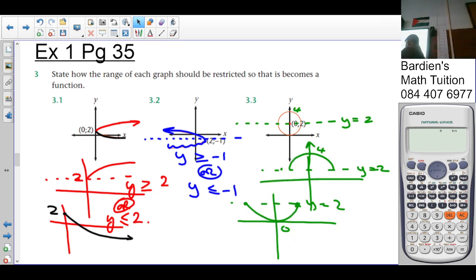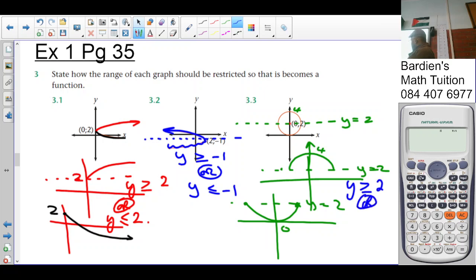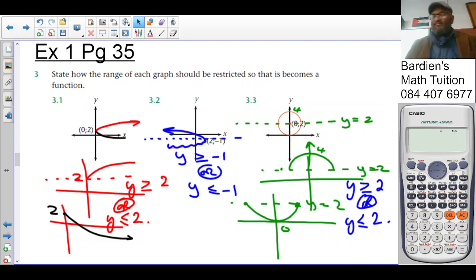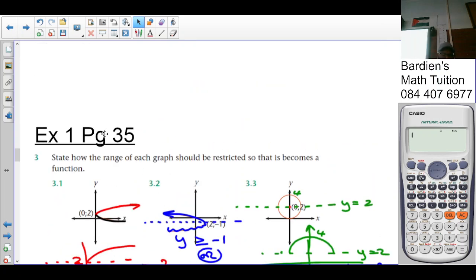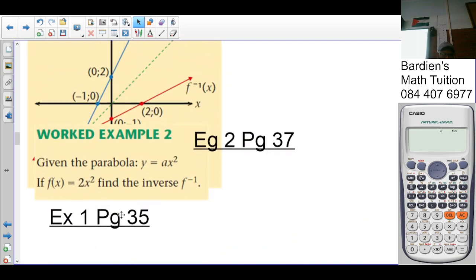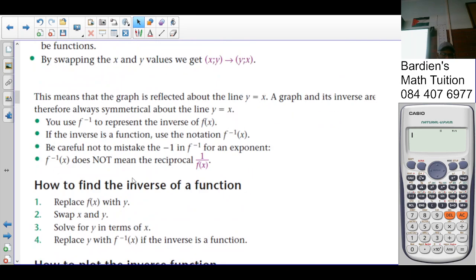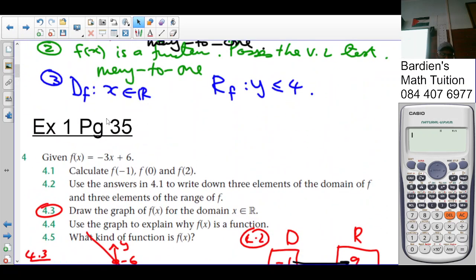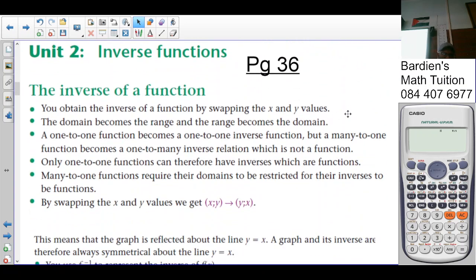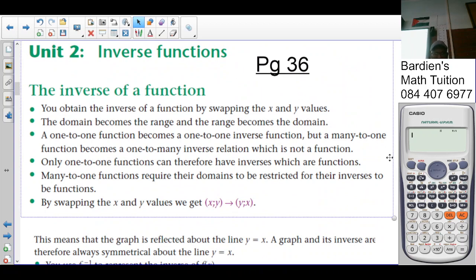So how must the range be restricted so that it can be a function? y must be greater than or equal to 2, or y must be less than or equal to 2. Okay, and that is how we restrict these relations so that the relation becomes a function, or the graph becomes a function. Alright, so that now brings us to inverse functions. That's your heading for today, inverse functions.